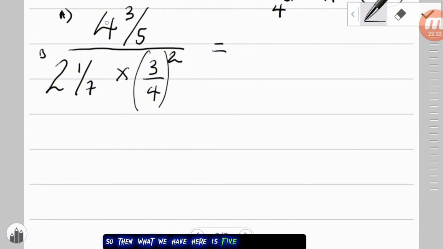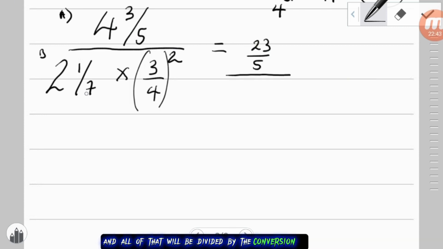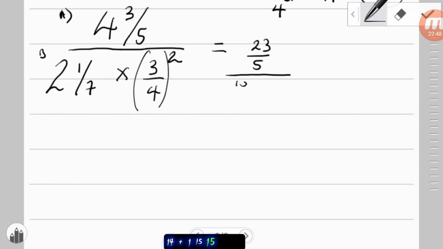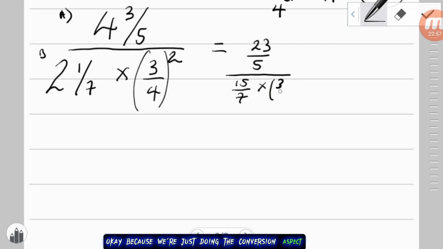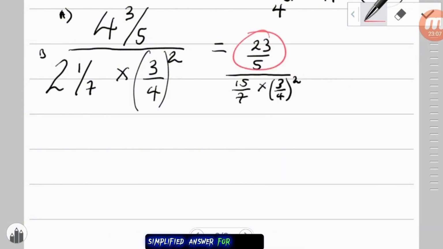So what we have here is 5 times 4 is 20. 20 plus 3 is 23 over 5. And all of that will be divided by the conversion of 7 times 2 is 14, 14 plus 1 is 15 over 7. Multiply then by, we're going to square this, but let's just leave that alone for now, because we're just doing the conversion aspect. So there is nothing much to do at the top. We can safely say that this is the simplified answer for the top.